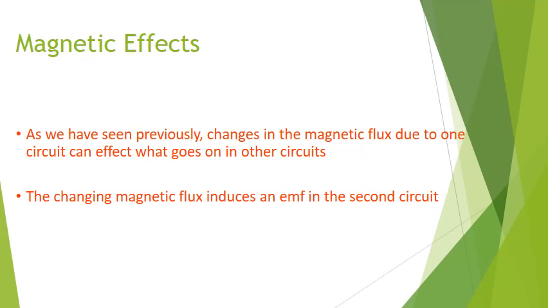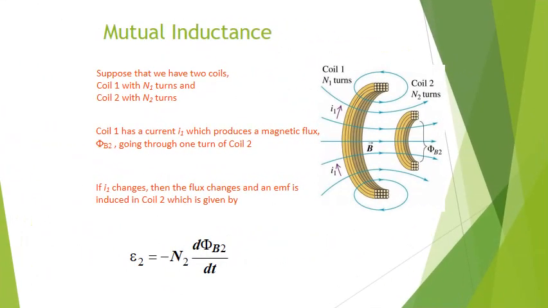As we have seen previously, changes in magnetic flux due to one circuit can affect what goes on in the other circuit. The change in magnetic flux induces an EMF in the secondary circuit. Let us discuss mutual inductance. Suppose that we have two coils, coil 1 has N1 turns and coil 2 has N2 turns. The current produces magnetic flux going through one turn of coil 2.